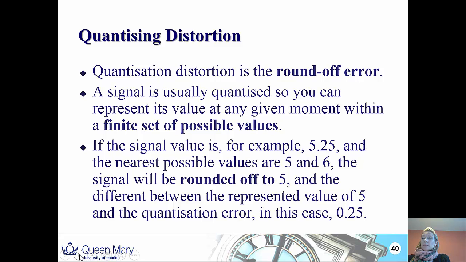And the difference between the represented value of 5, so this is our represented level of our continuous signal value, and the quantization error in this case is 0.25. Okay, so we have some loss in the accuracy of the digitized information in relation to the original set of data which was collected.